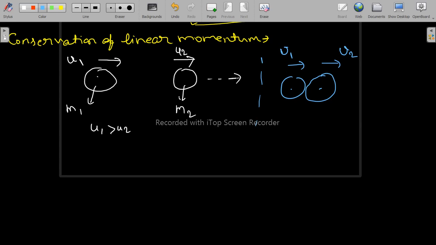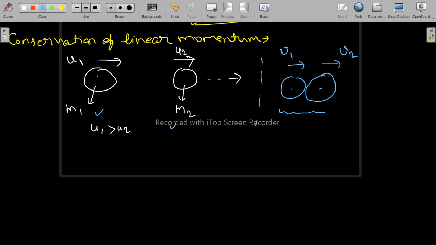Now what happens, using the collision, the total linear momentum of the objects will remain conserved. This is the conservation of linear momentum. That is, the total linear momentum of these objects will be equal to the sum of the linear momentums of these two separate objects.